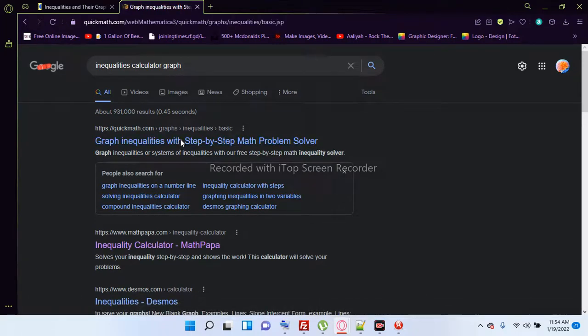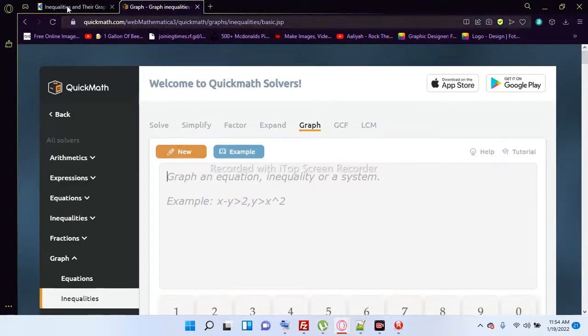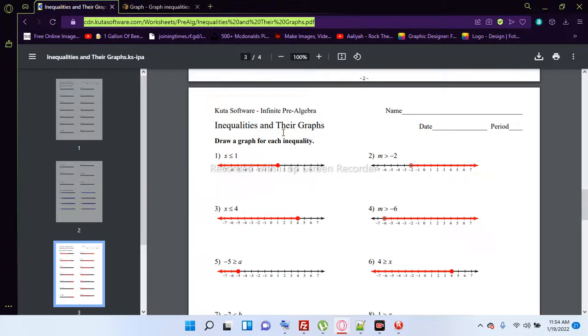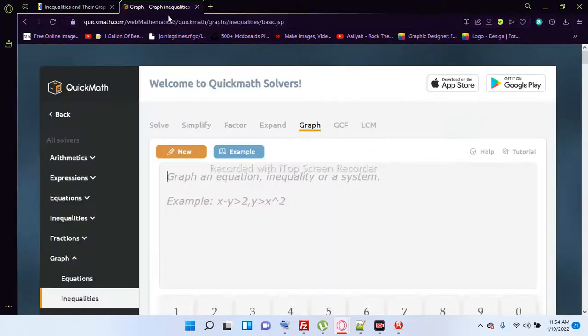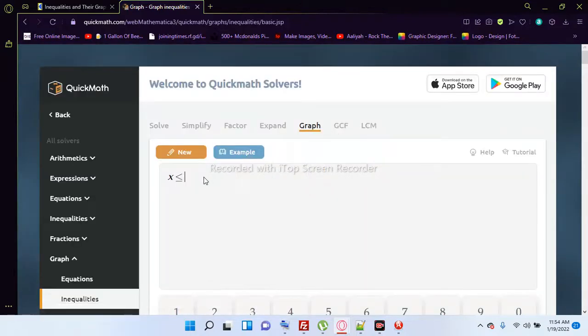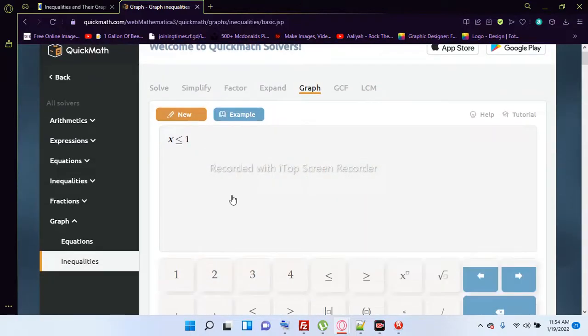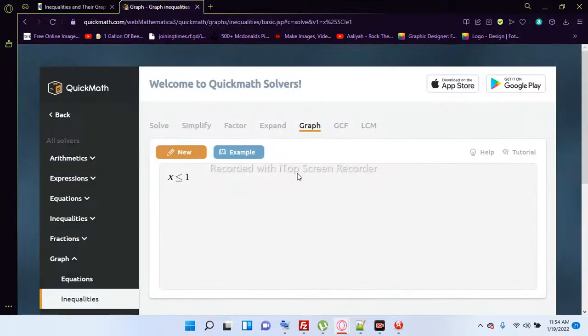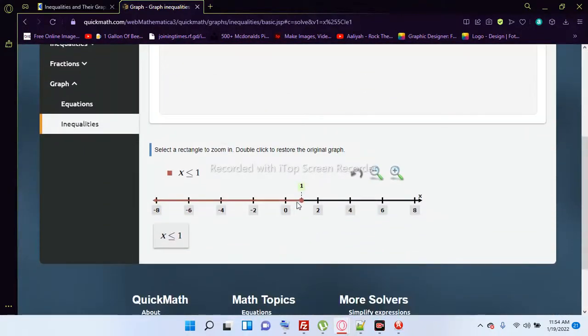Always type what the question says. Inequalities in the graph. So inequality graph calculator. And then you type in x is less than 1, the same way you see it, the same symbols. So you type in x, go down here, less than 1. Solve. And look, same thing. 1 all the way back to 8 is the answer.